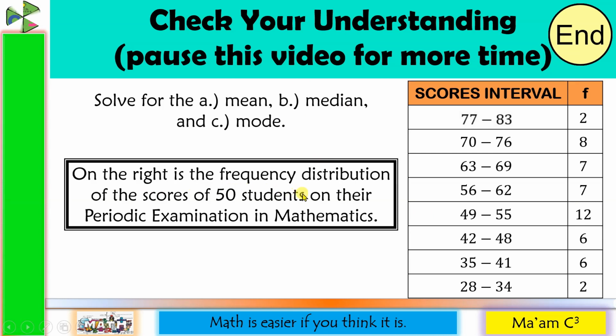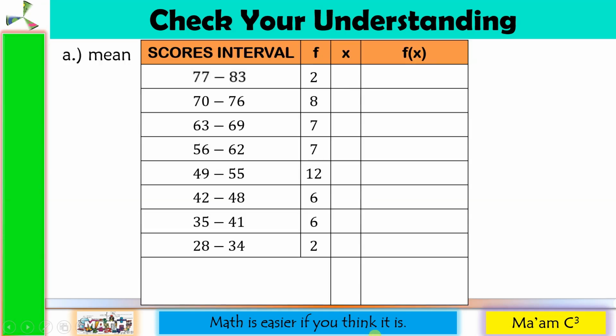On the right is the frequency distribution of the scores of 50 students on their periodic examination in mathematics. So here is the frequency distribution. Let us solve first for the mean. So again, for the mean, we need two additional columns, the class mark or midpoint, and the product of the frequency times the midpoint. So for the class mark, 77 plus 83 divided by 2 is equal to 80.